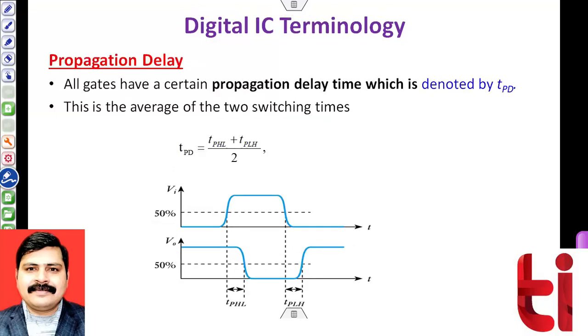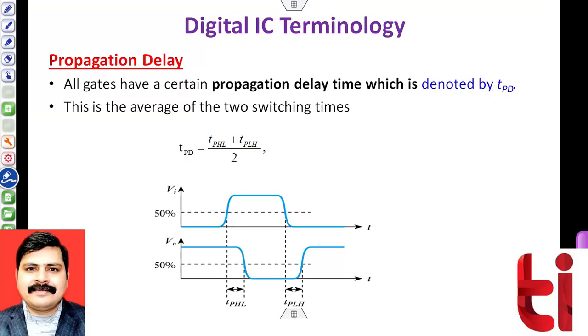Next is the propagation delay, which is related to the response. All gates have a propagation delay, which is denoted by TPD, and this is the average of two switching times. Over here I have defined the two switching times, TPHL and TPLH. Taking the average of these two gives my propagation delay. Their abbreviations are very clear: TPHL is the propagation delay when there is a transition from high to low level, and TPLH is the propagation delay when there is a transition from low to high level.